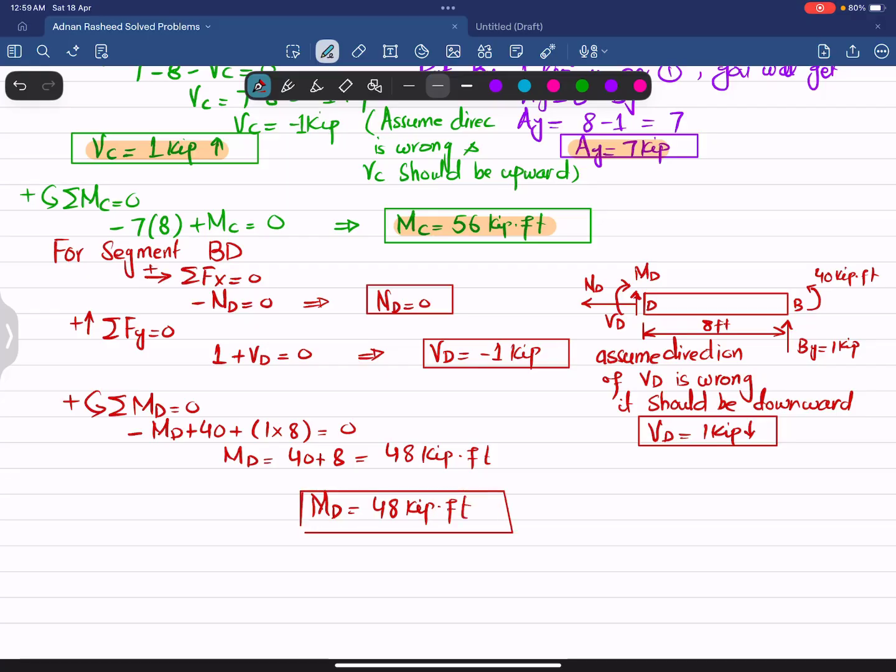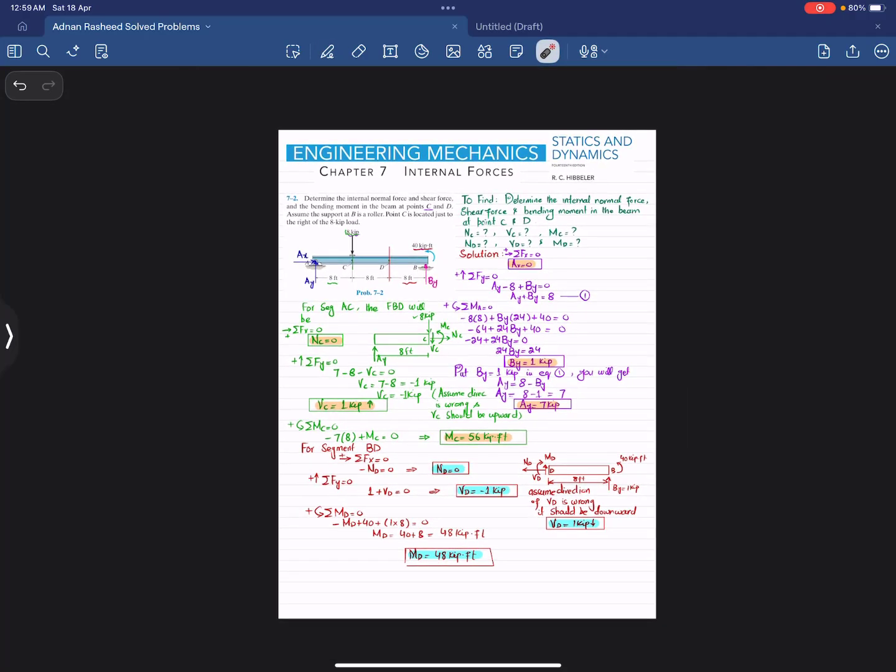So this was the internal normal force at point D, the internal shear force at point D, which is 1 kip downward, and the bending moment at point D. And that is all about this problem 7-2.